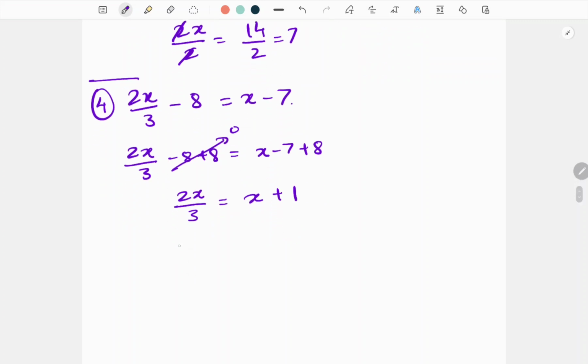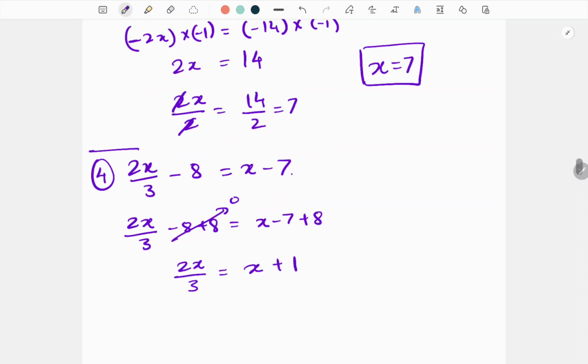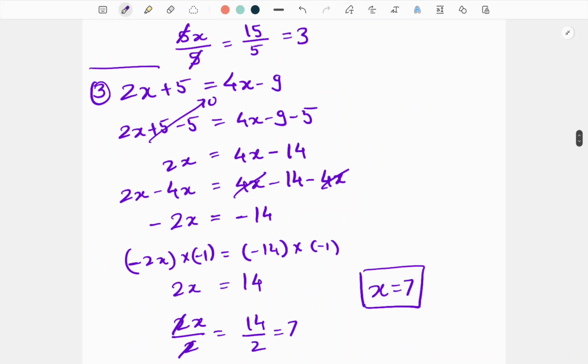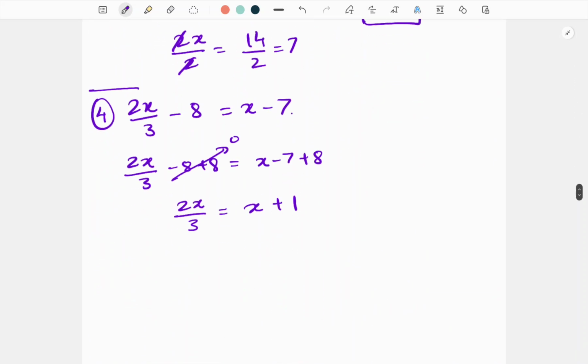Let me just make sure that I am doing this right. 2x divided by 3 minus 8 is equal to x minus 7. Was it x plus 7? It is x minus 7. Okay, that's good. So 2x divided by 3 minus 8 is equal to x minus 7. We added 8 to both sides. That's good. So now I'm going to multiply both sides by 3.